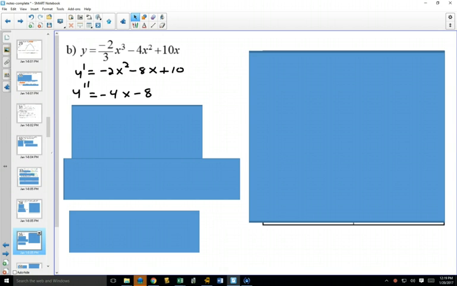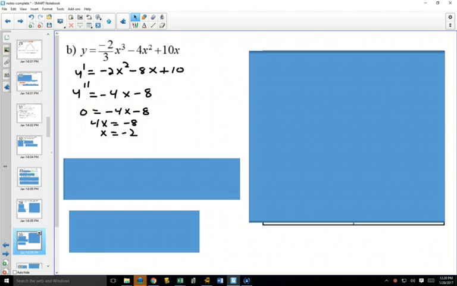Here's our next one. We'll do one more together, then I'll give you a chance to try a couple of them. Again, we're trying to find inflection points and say where something is concave up or concave down, and then I'll have a sketch from our graphing calculator to show us what's happening. So in this case, negative 2/3 x cubed minus 4x squared plus 10x. We find our first derivative, and then once we have our first derivative, we can find our second derivative. In this case, it can equal 0 when x is negative 2.